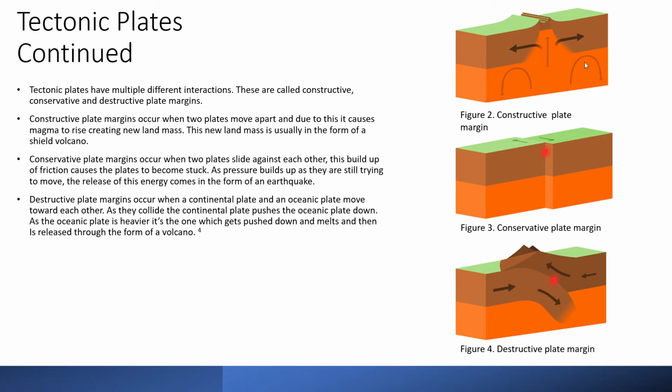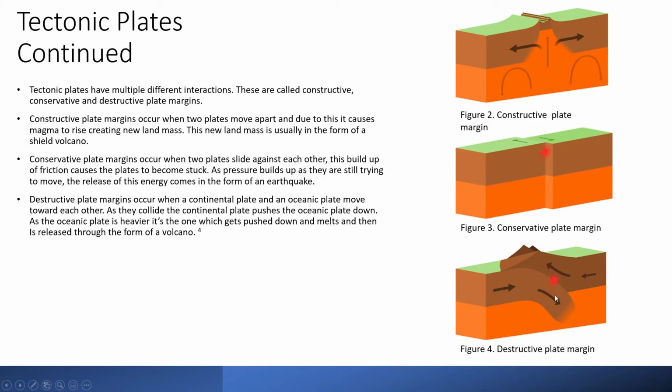One interaction is the constructive plate margin, which is this one here, and that's when two plates move away from each other and allow magma to arise from the ground, which creates new landmass in the form of a shield volcano. You then have the conservative plate margin, and that's when two plates slide against each other to build up friction. They become stuck, and the buildup of energy is then released in the form of an earthquake.